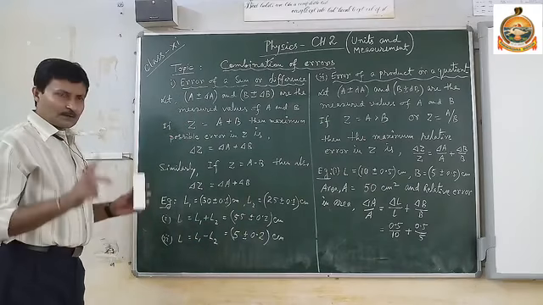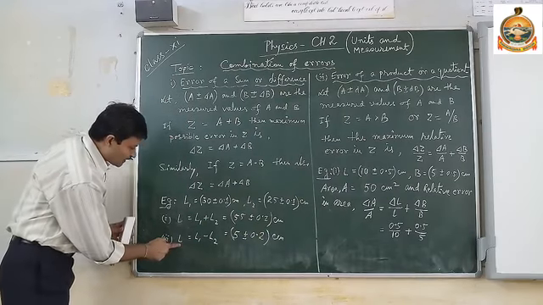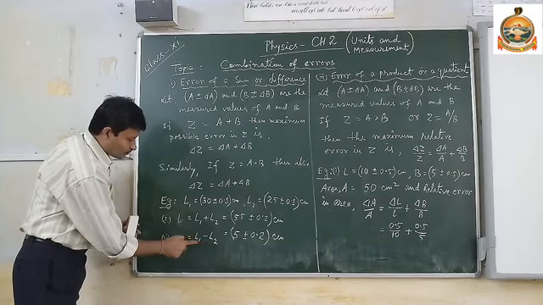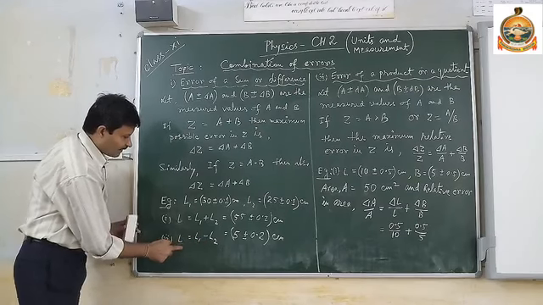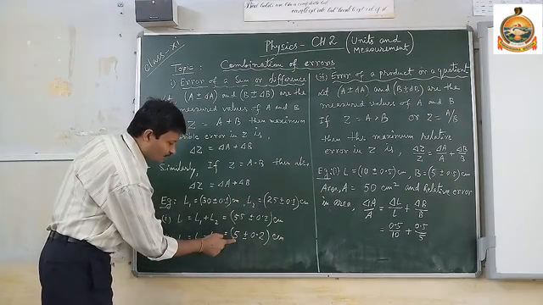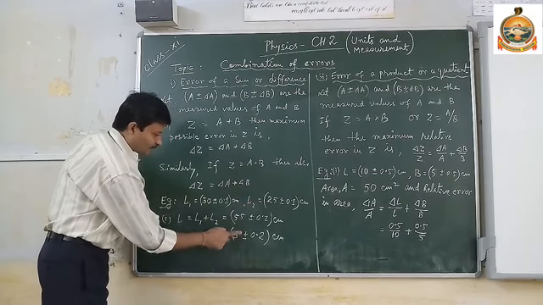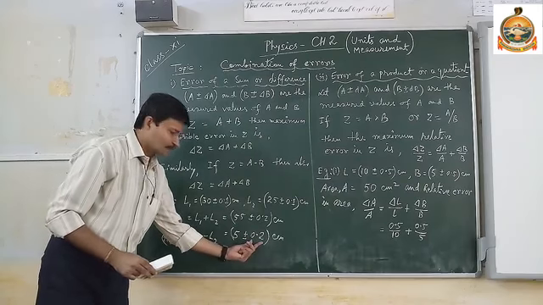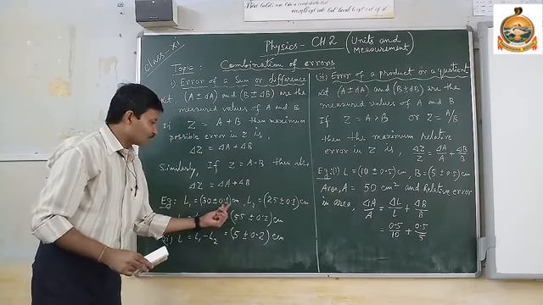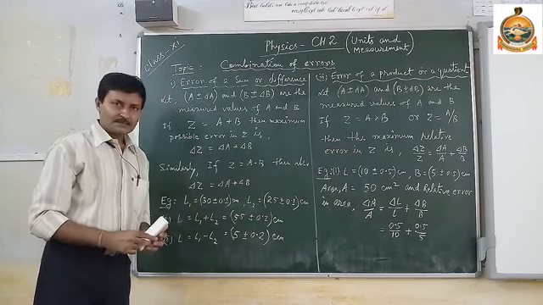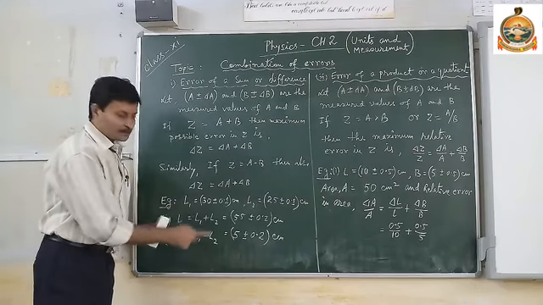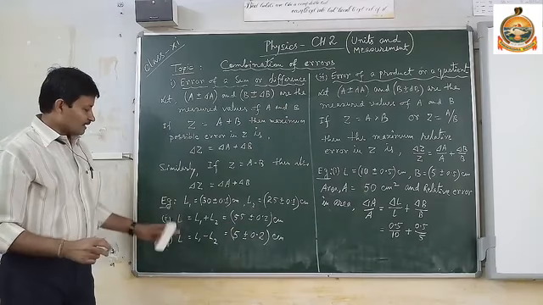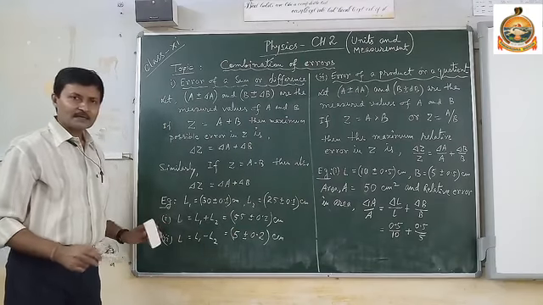Similarly, do not have any confusion when the result is obtained by subtraction. See here, when the two lengths are subtracted, the final result is 30 minus 25 is equal to 5. But the absolute error in the final result is obtained by adding the absolute errors of the individual quantities. That means in subtraction also the errors are added to give the final error in the final result.